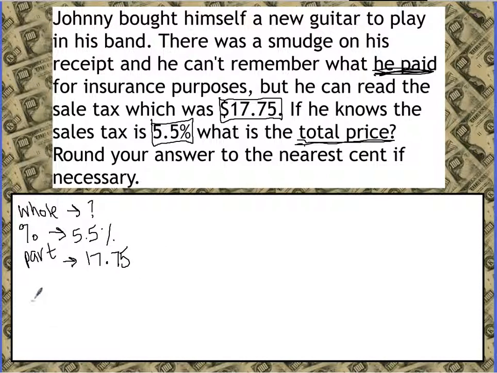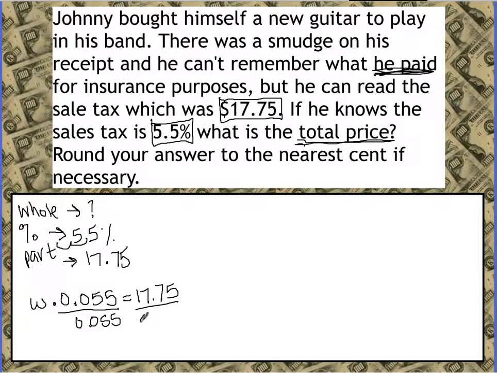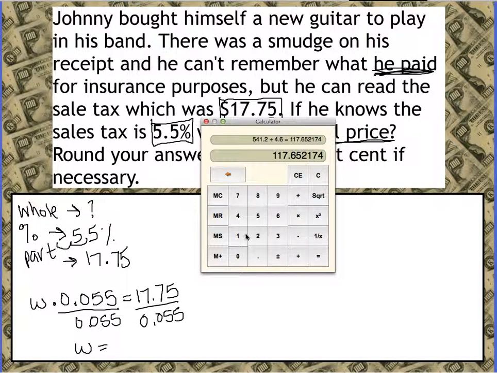Right, so what I need to do is look at this and go, okay, well, the whole times, I need to move my decimal twice to the left, so this is where you have to be really careful because this is 0 and 55 thousandths. So the whole times 0 and 55 thousandths is going to give us $17.75. So what ends up happening is I divide both sides by 0 and 55 thousandths.